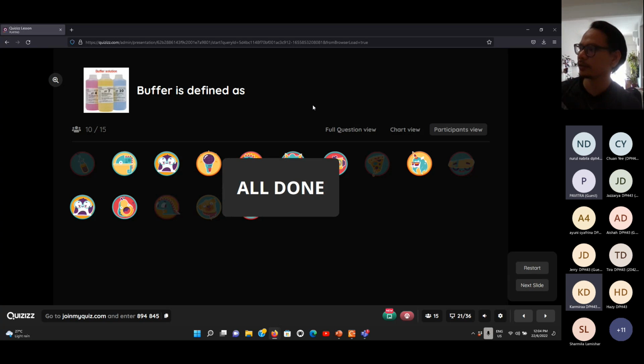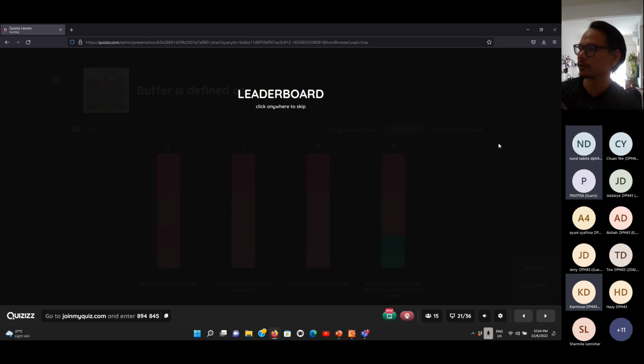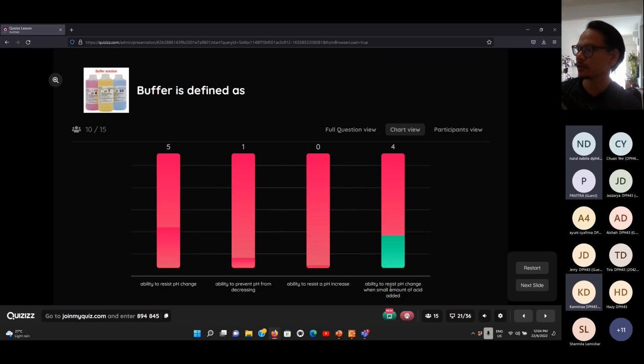Okay, so the answer is adalah the ability of a solution to resist pH change when a small amount of acid added. Okay, so dia ada keyword tambahan kat sini. Bila sesuatu bahan yang berasid ataupun basic ditambah, dia ada ability untuk resist the change. Ini tak tepat. So it's like a trick question lah. You have to choose jawapan yang paling tepat.